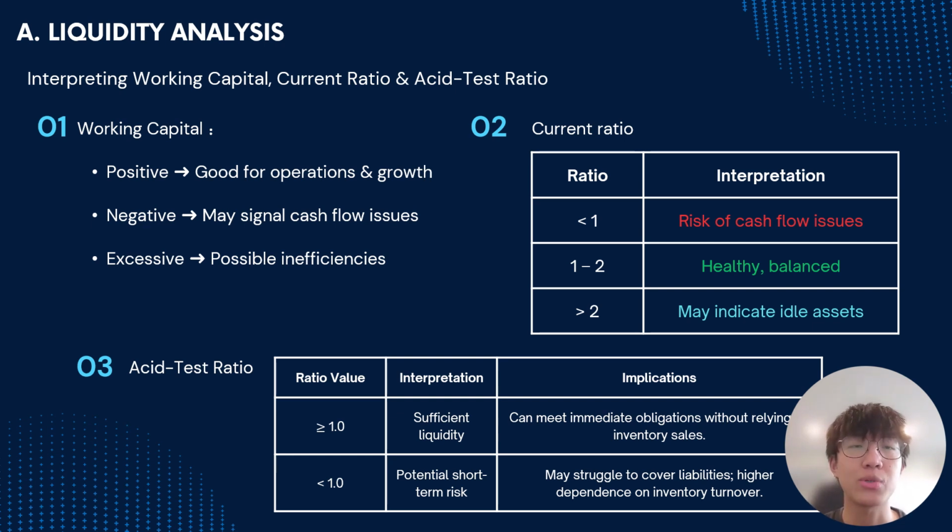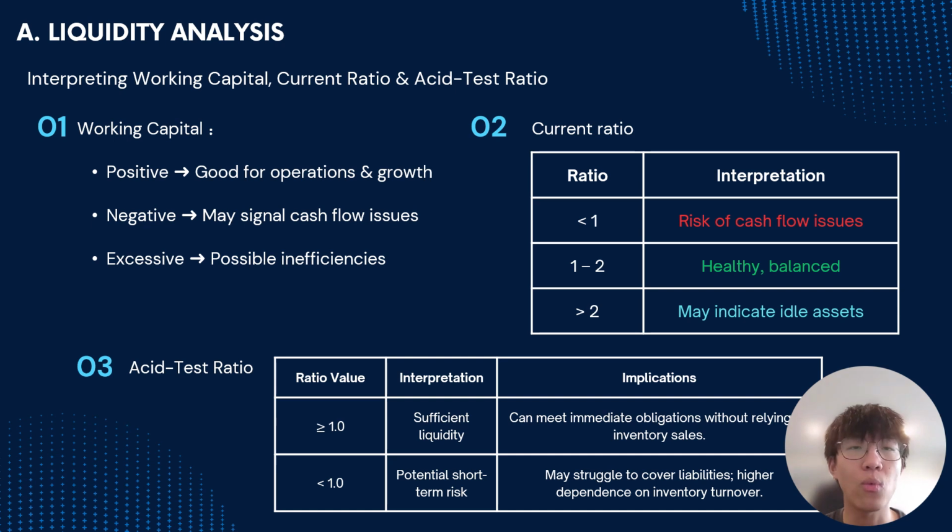Next is the current ratio. If the ratio is below 1, that is a red flag. It suggests that the company may not be able to meet its short-term liabilities. A ratio between 1 and 2 is typically considered healthy and balanced. A value above 2 can mean strong liquidity, but it may also suggest the company is holding on to too many idle assets. Lastly, the acid test ratio offers a tighter view of liquidity.